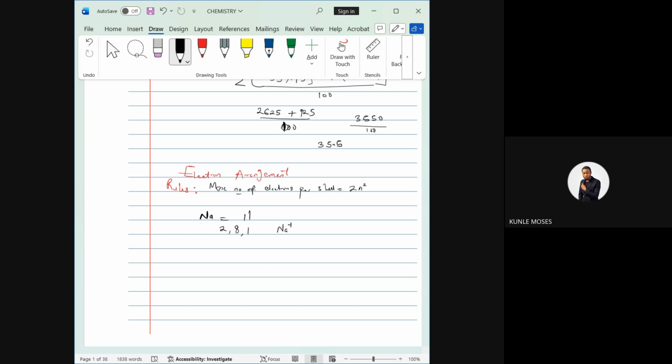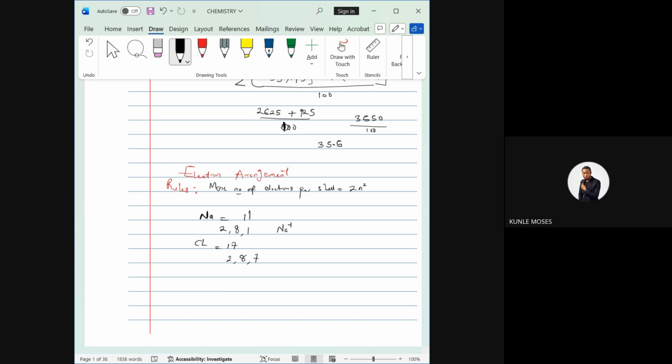Which other one can we check? Chlorine is 17, right? So the first is 2, the second is 8. The last one should be 7. So argon will be 2, 8, 8, since it's element number 18.